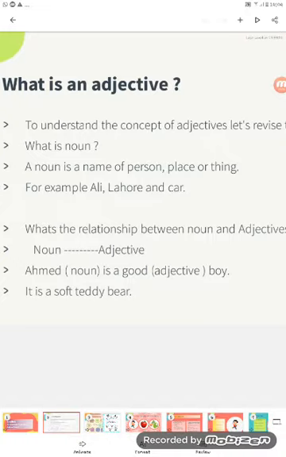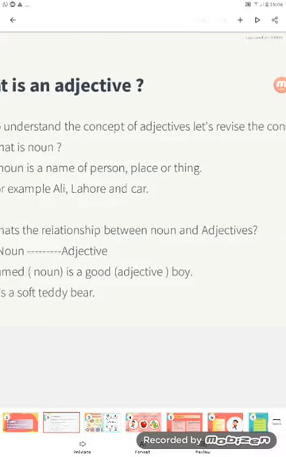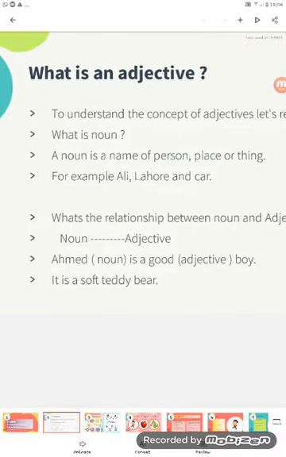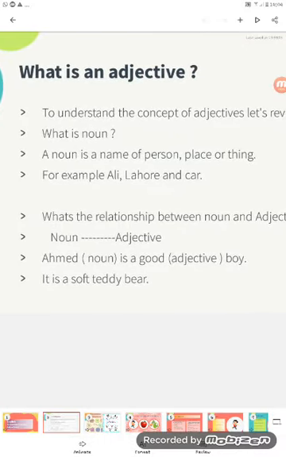Here you must be wondering why we are discussing the concept of noun in the lesson of adjectives. What is the relationship between noun and adjectives? Let's find out with the examples. Ahmed is a good boy. Here, Ahmed is a naming word. Ahmed is the name of a person. It is a noun. And good is adjective.